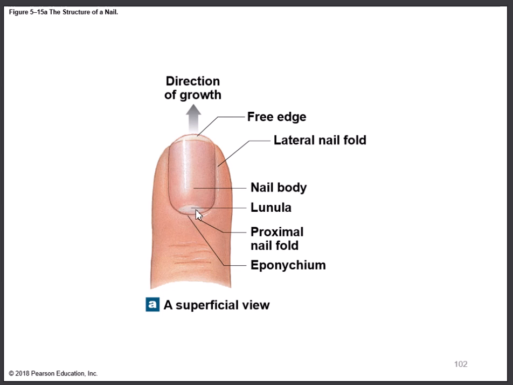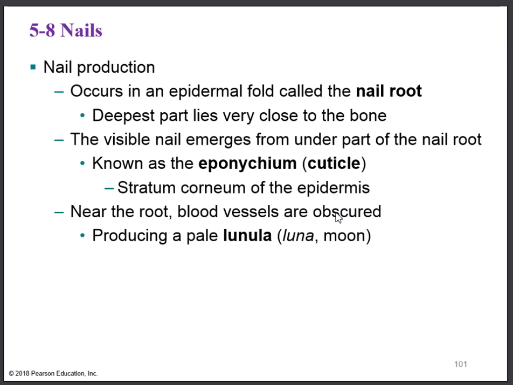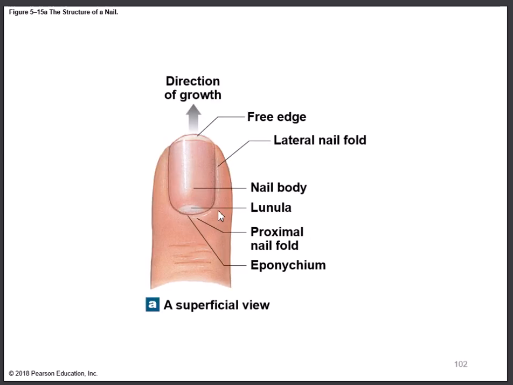Then this little white area right here, this little crescent, this is called the lunula. That's our last structure over here. There's a little bit of a blocking of the blood vessels, so we don't see the blood vessels that well right there, producing this white moon-shaped area. So it's kind of a crescent shape. We call that the lunula.